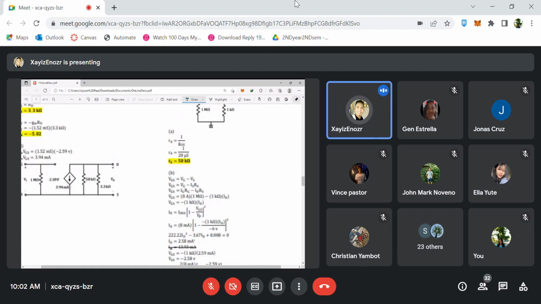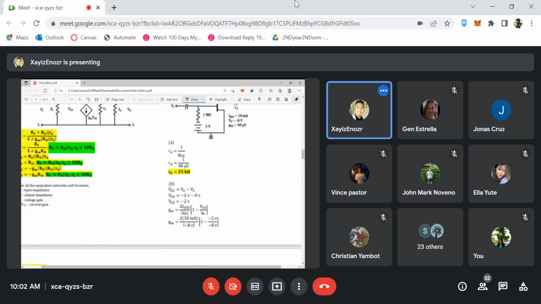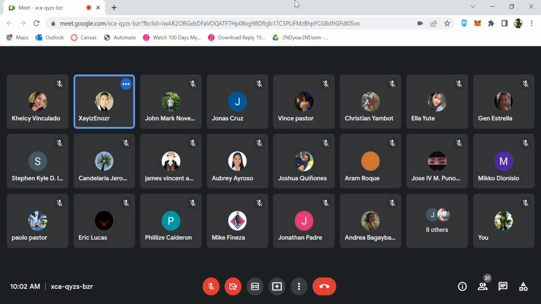So may question ba kayo about different configurations ng common source FET amplifier? May question ba kayo? May tanong ba kayo? Sir, wala lang, baka po kasi may magtanong pa. Ako po, sir, wala po. Baka po sa iba meron. O, okay na kayo?